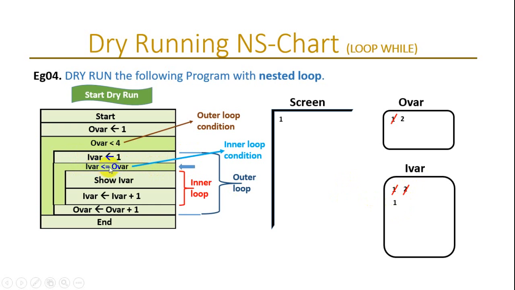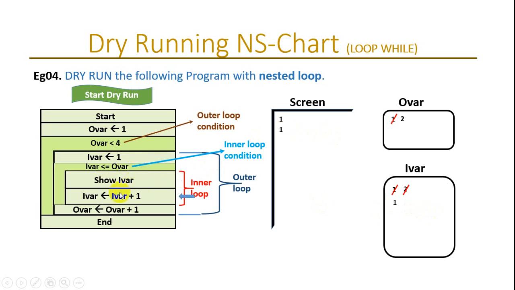Is IVAR less or equal to OVAR? Yes. IVAR is 1, OVAR is 2. So IVAR is less. So this condition is true. So you go to the next line. So show IVAR. IVAR is currently 1. Again, show 1. 1 will be shown here, right?